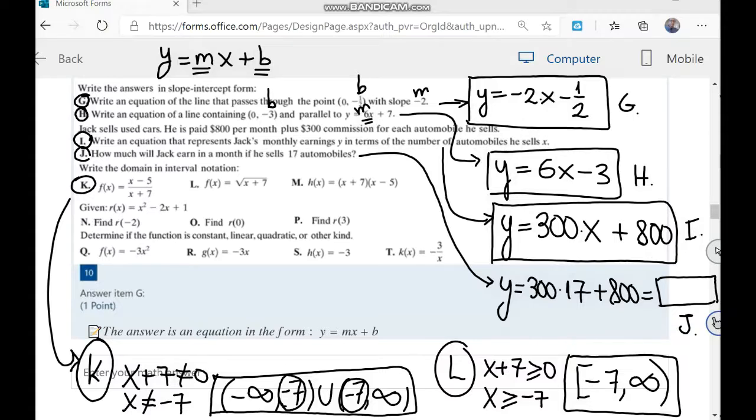And finally, M for this domain thing. M doesn't have any denominator, M doesn't have any square roots, M doesn't have any restriction at all. If there are no restrictions, the domain is from negative infinity to infinity. The whole domain, you don't have any restrictions. You don't need to exclude any number. This is going to be the domain, the whole thing from negative infinity to infinity.